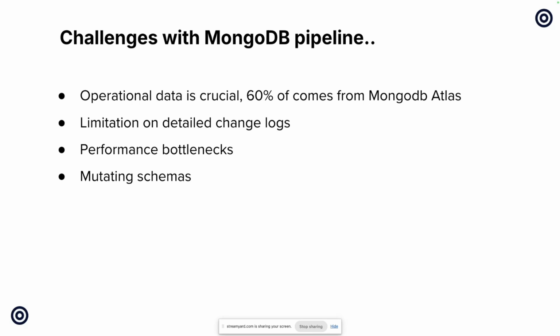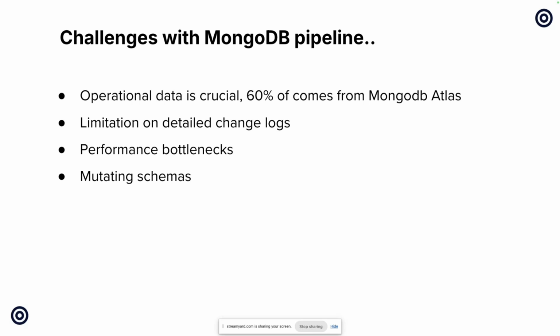Also, whoever is from the data team, we hate changing schemas, right? Anyone changing schemas, you would have been very frustrated. MongoDB is a NoSQL database, so people are free to add or remove a column as they like. This sounds good for the backend engineer working on a feature, but not for the data team. So this is one of the crucial challenges we have faced.